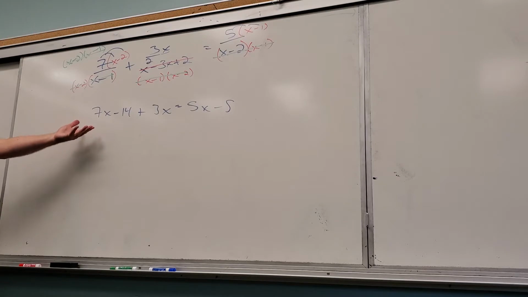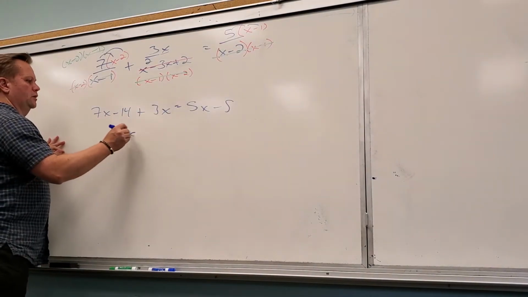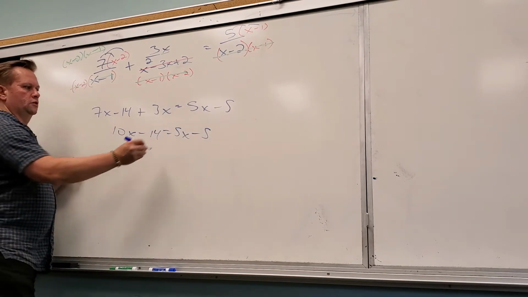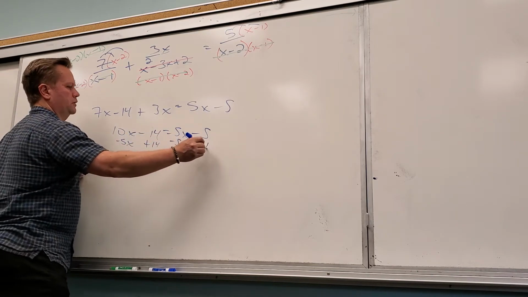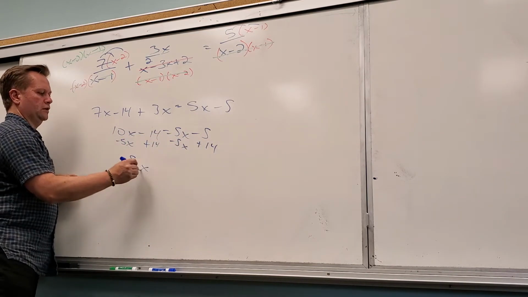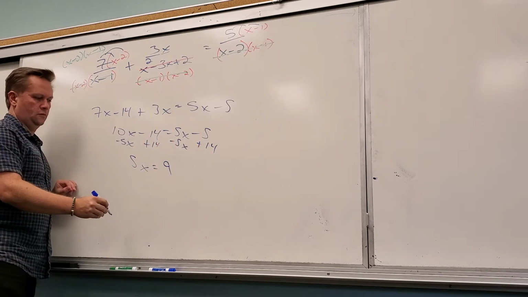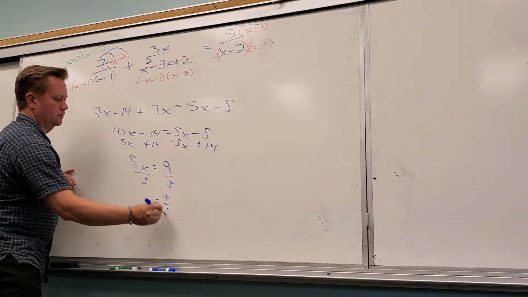And now that's easy, right? How do I finish this out? Combine like terms. You get 10x minus 14 equals 5x minus 5. Subtract 5x, and at the same time add 14, because we're all good at this. 5x equals 9. And so x equals 9 fifths.